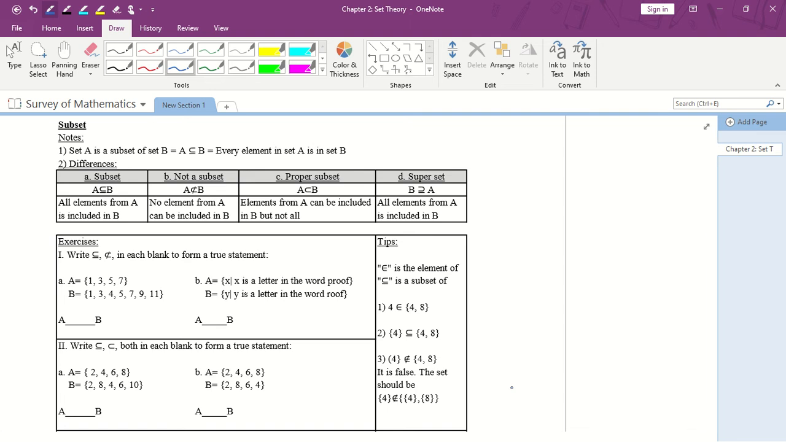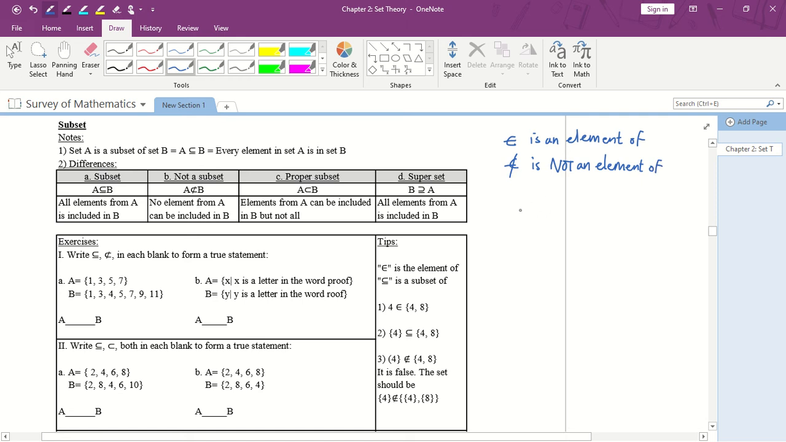Before this topic, let me give you a quick revision. Do you still remember what this sign means, and what this sign means? This sign means "is an element of," and this sign means "is not an element of." Okay, so you need to remember that.